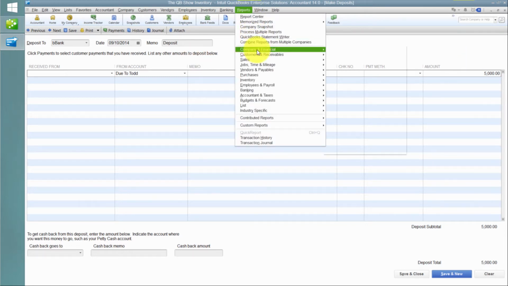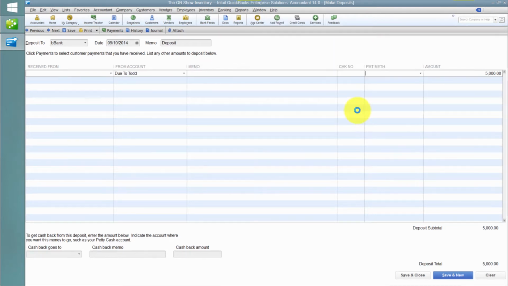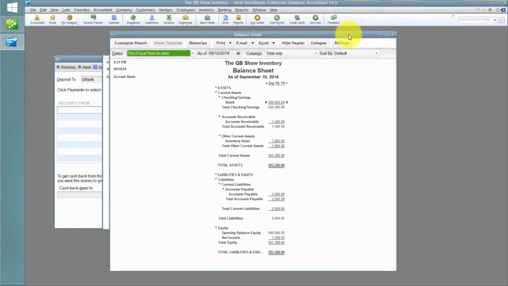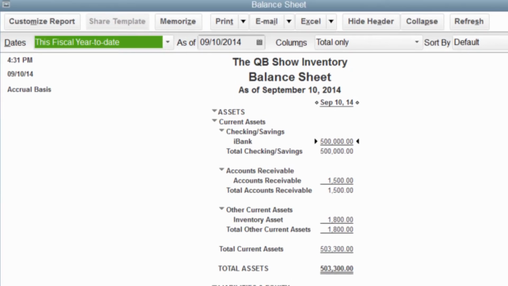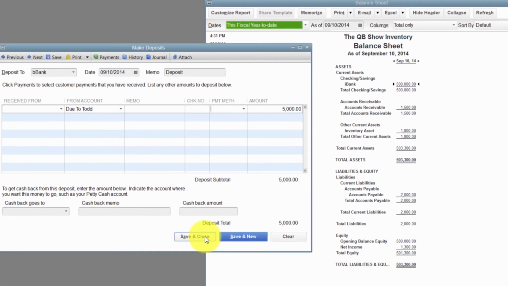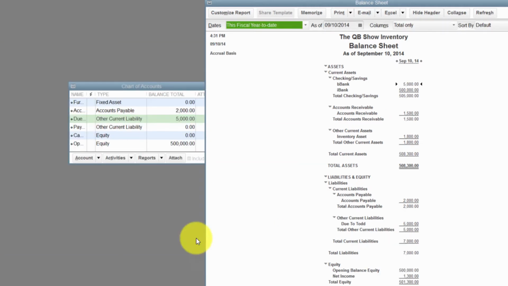Let's run a balance sheet. I always like to look at a balance sheet when I'm doing this kind of stuff, so I can see what's going on. So we're about to add $5,000 into iBank. Okay, so that's part one. Part one, Todd got it. I don't care that Todd got it from his friend. We'll deal with that at the end. But right now, Todd's loaning the business $5,000. Simple, simple, simple. So there's my due to Todd, and I went into B-Bank with it.